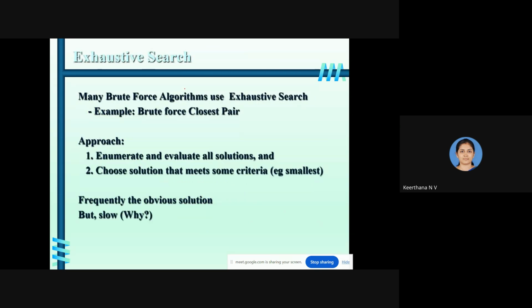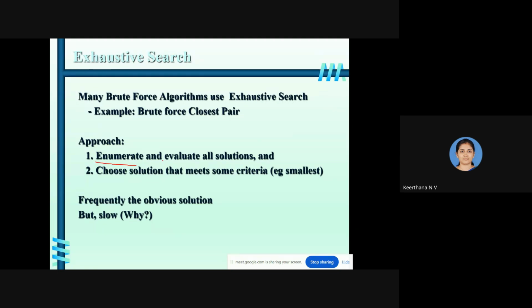The fifth one is exhaustive search in brute force algorithms, mainly used for finding the closest pairs in a Cartesian plane. What is the approach used in exhaustive search? You will evaluate all the solutions and keep them in a list, that is, you will store them in a list. That method is known as enumeration.